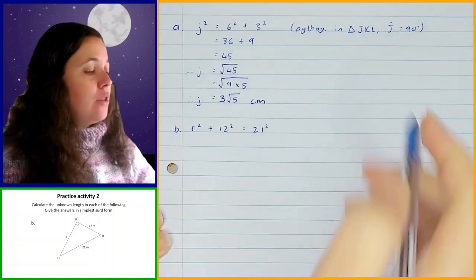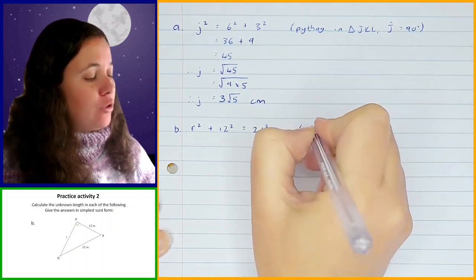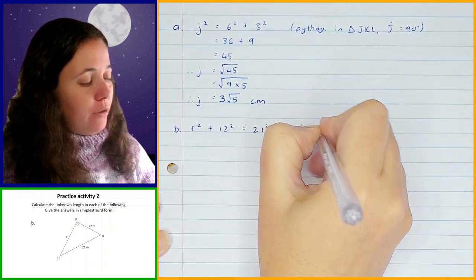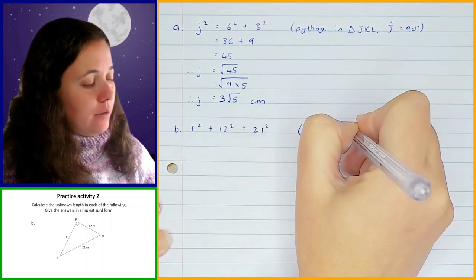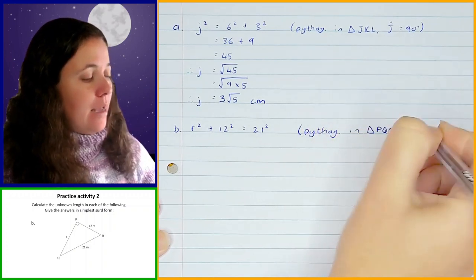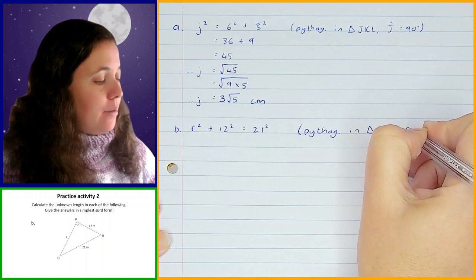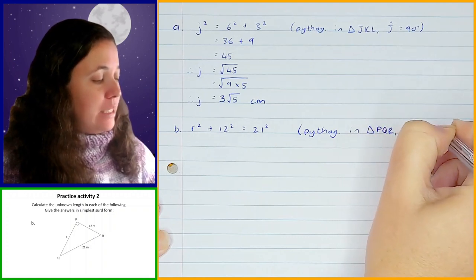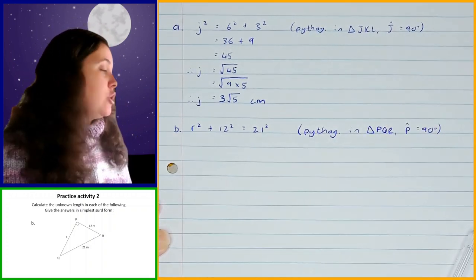Okay, so the reason I can say all of that is because of the Pythagorean theorem in triangle PQR, because angle P is 90 degrees. Okay, so that's the start of the question.